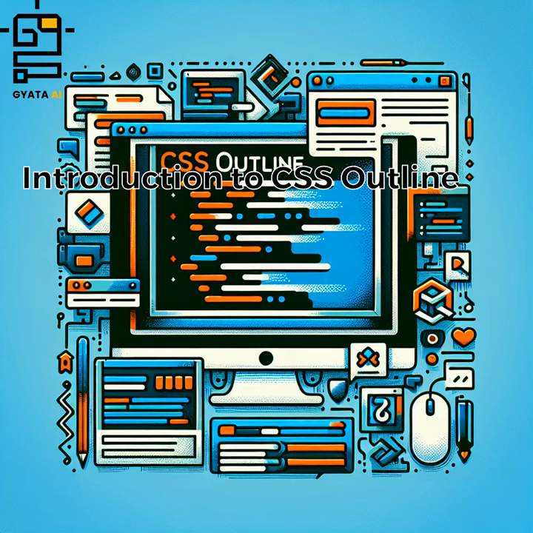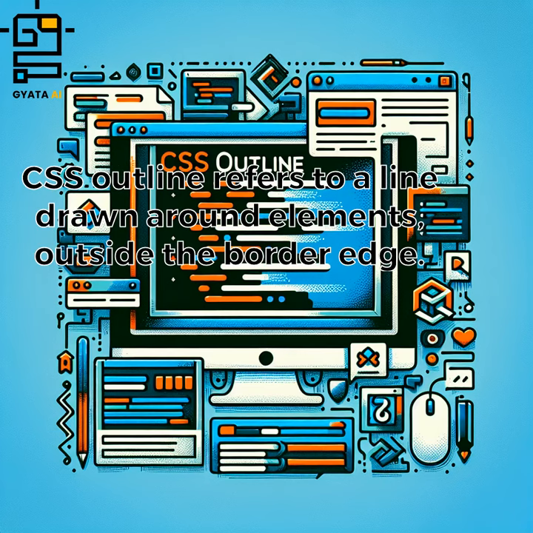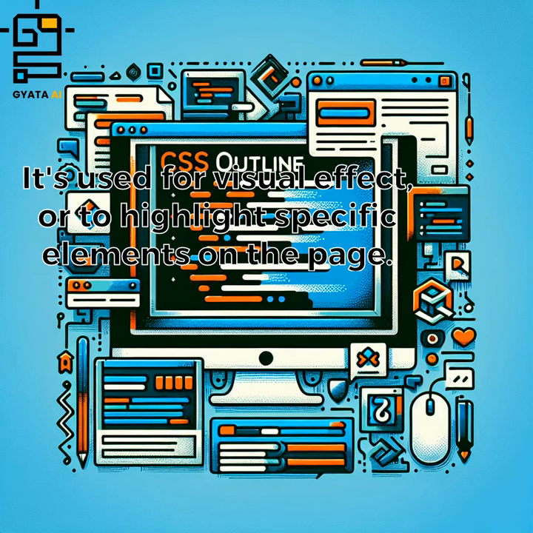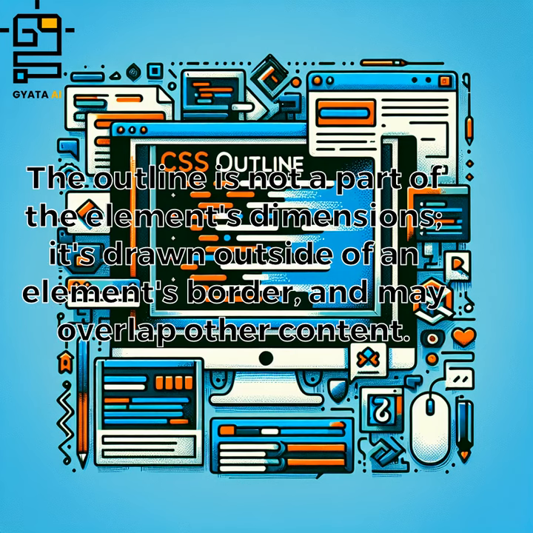Introduction to CSS Outline. CSS Outline refers to a line drawn around elements outside the border edge. It's used for visual effect or to highlight specific elements on the page. The outline is not a part of the element's dimensions. It's drawn outside of an element's border and may overlap other content.